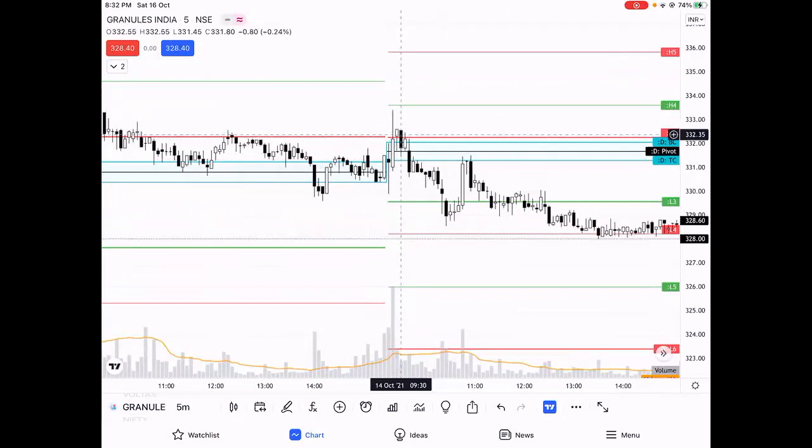But now comes into the picture one more term that is named initial balance, right? So what is initial balance? Initial balance is nothing but the first hour range of the market, or you can say the first 1 hour range, that is 9:15 to 10:15 timing of the market.